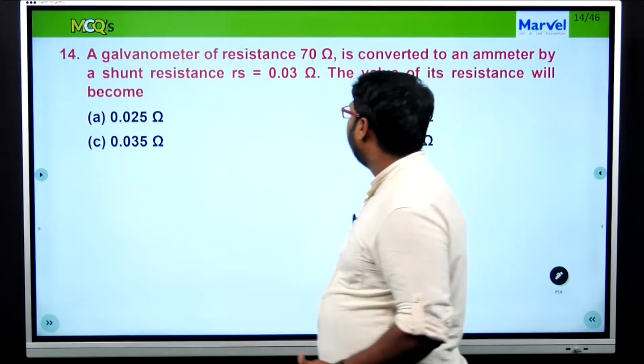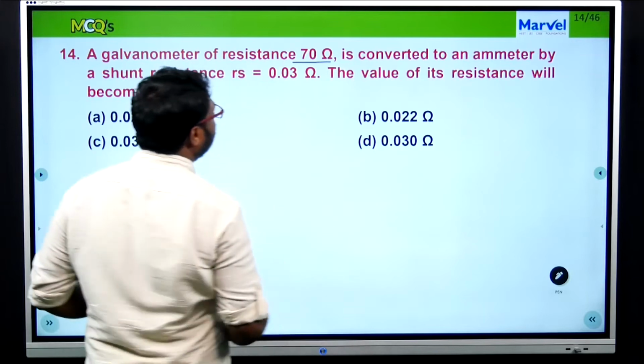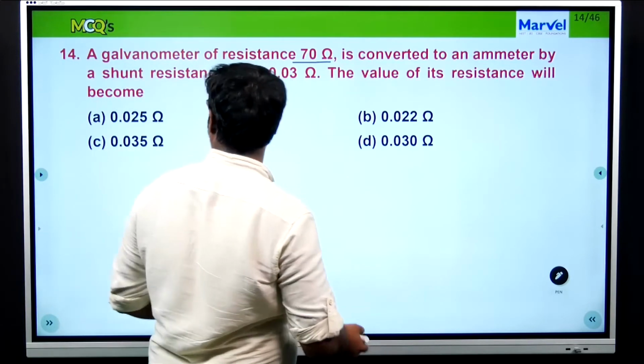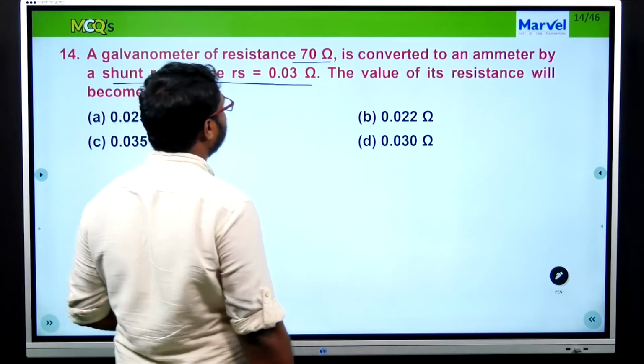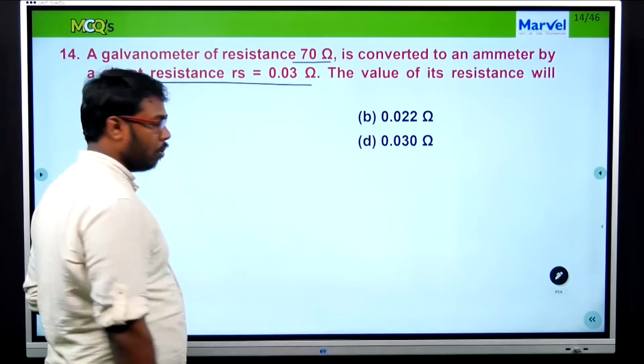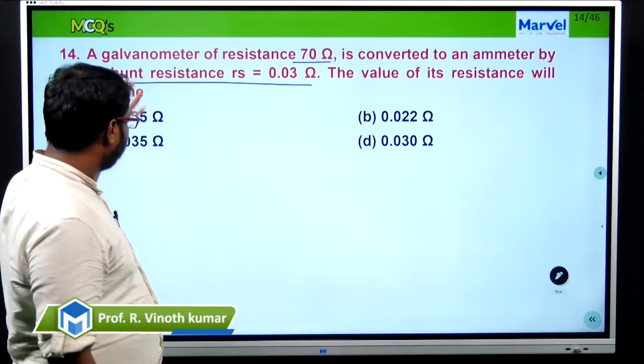A galvanometer of resistance 70 ohm is converted to an ammeter by shunting with 0.03 resistance, then what is the value of the resistance become? Now they are talking about the entire resistance of a setup.